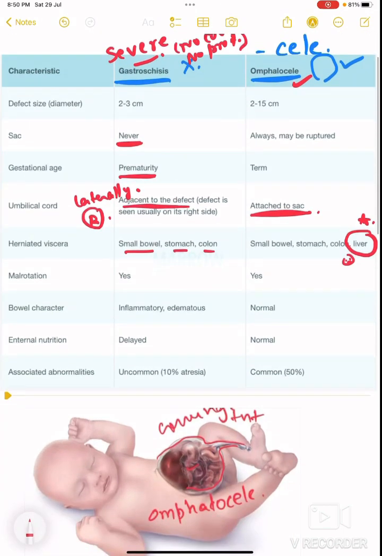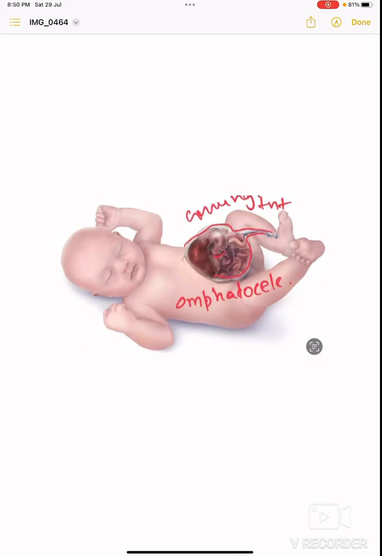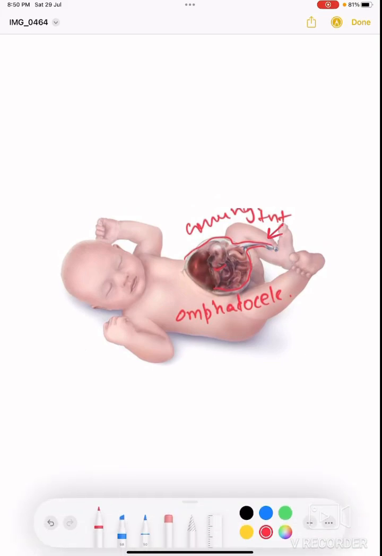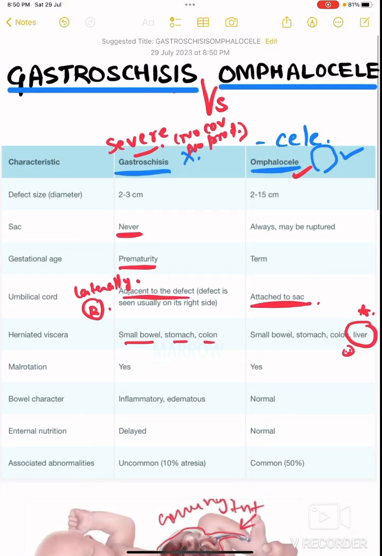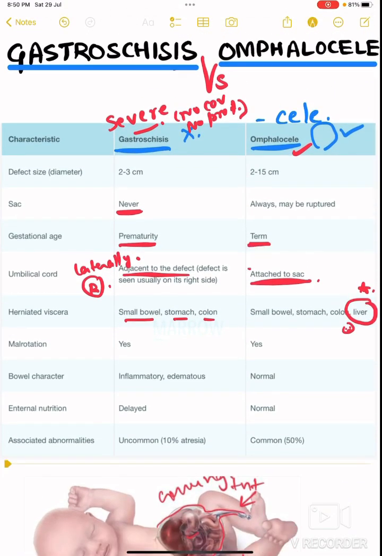Looking at the umbilical cord over here, like I told you, in gastroschisis the defect is present laterally to the umbilical cord, but in omphalocele the cord is actually attached to the sac, right? The common gestation age for omphalocele is term. It is generally present in term babies, right? The sac is almost always present, but it may be ruptured, which is not important.